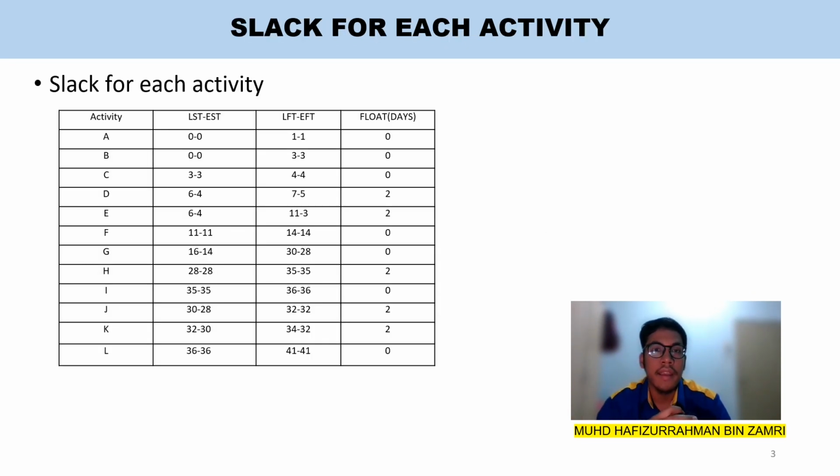Next is the slack of each activity. The first column is for the activity, containing activity A until activity L. To calculate the float day, LST must be subtracted with the EST and LFT subtracted with the EFT. After the calculation, we can see the float day for activity A, B, C, F, G, I and also L have a zero float day. So when the float day is zero, we can pick it as the critical path method.